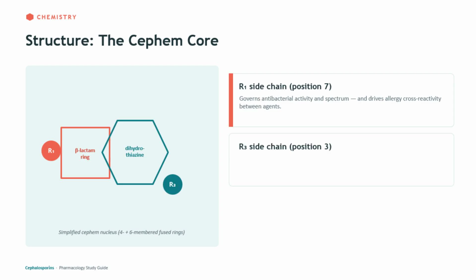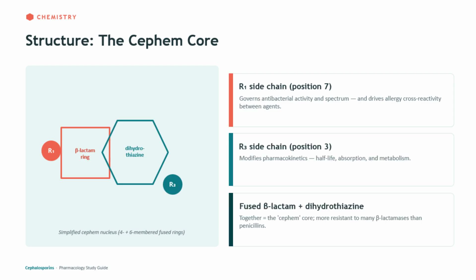Time out for a little chemistry. Don't worry, just enough to make the rest make sense. The cephalosporin core is called the cephem nucleus, and it's a beta-lactam ring fused to a 6-membered dihydrothiazine ring. That fused structure is actually more resistant to many beta-lactamases than the penicillins are.